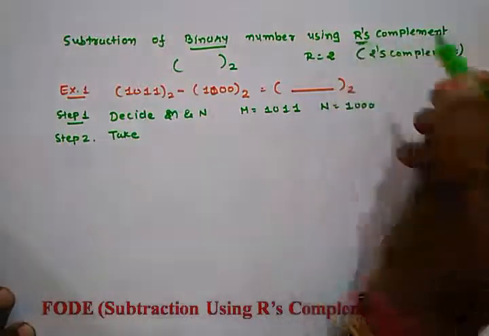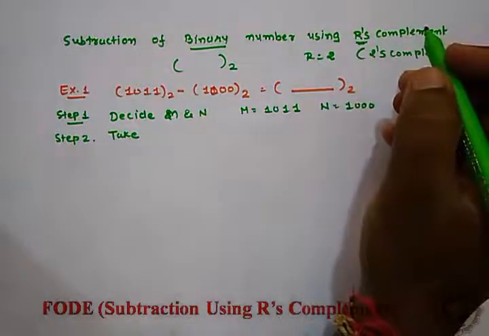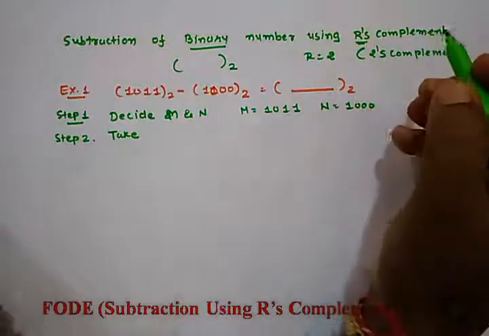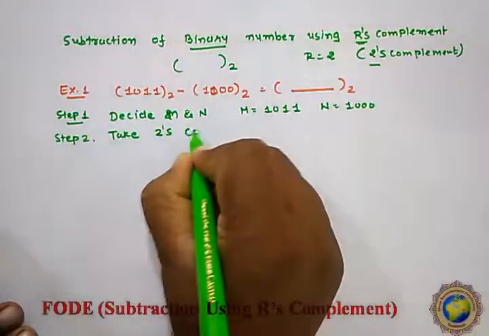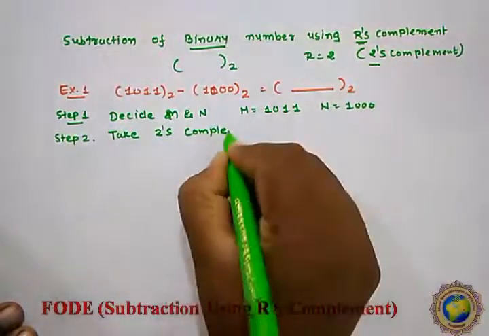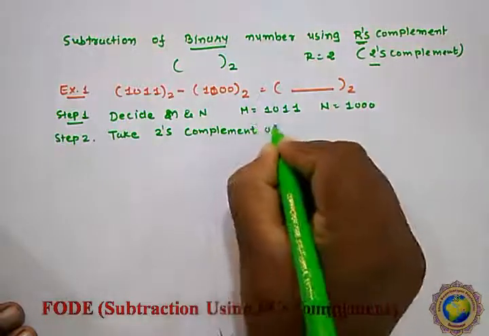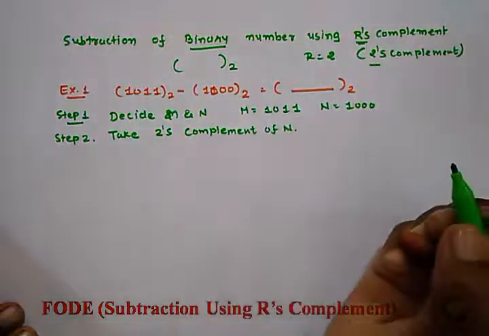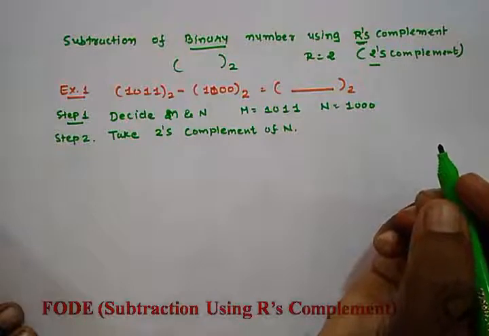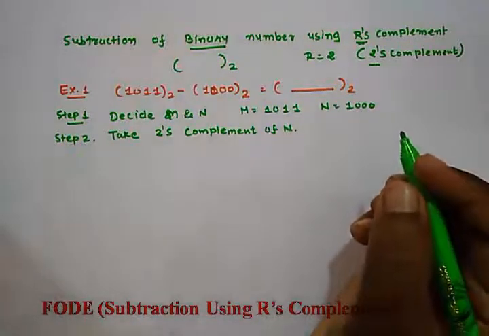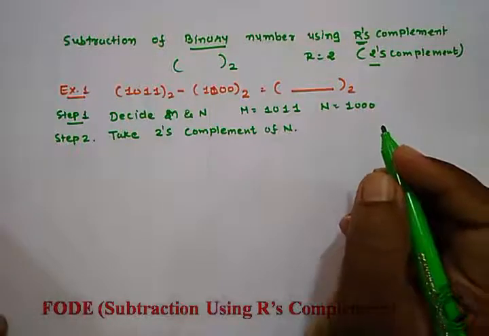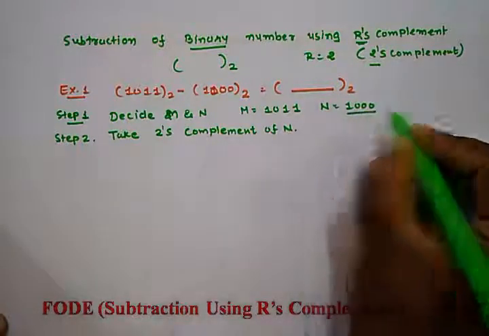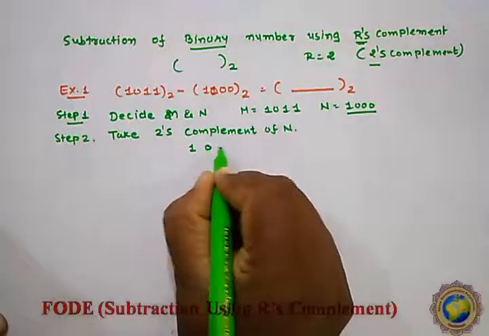Step 2: here you have to perform the R's complement. To do the R's complement here, you have to take the 2's complement. So write: take 2's complement of n. We have already studied the method of finding the 2's complement. To find the 2's complement we first perform the 1's complement.